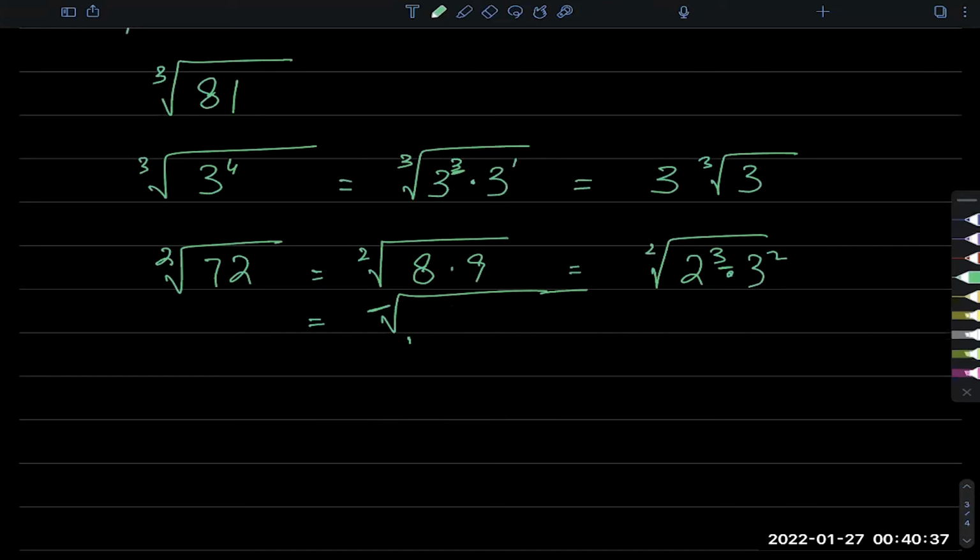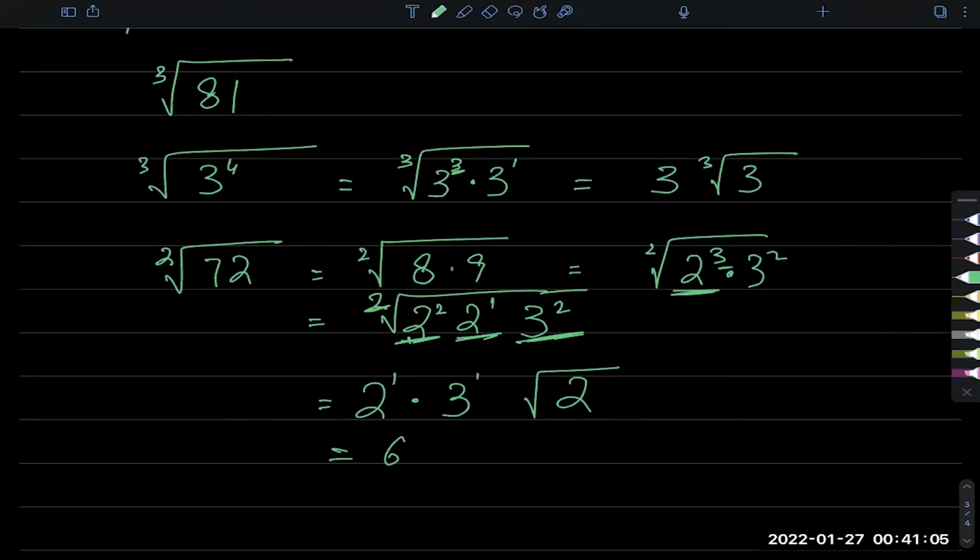8 is 2 cube. I split this 2 cube into 2 squared and 2 power 1. Why? Because I have 2 on the outside, so I have to make it in a way that it divides by 2. And that is 3 squared. So now I have powers that divide by 2. This power divided by 2 leaves me just 2 power 1, because 2 divided by 2. This power divided by 2 leaves me with 3 power 1. But this power does not, so it stays inside. And my answer is 6 square root 2.